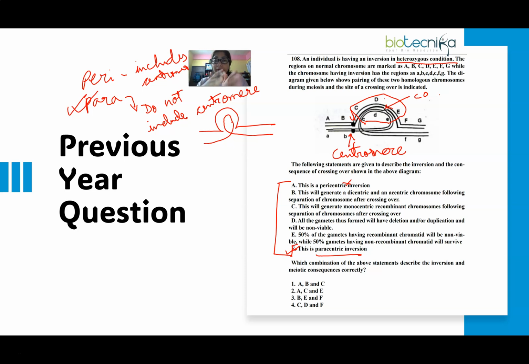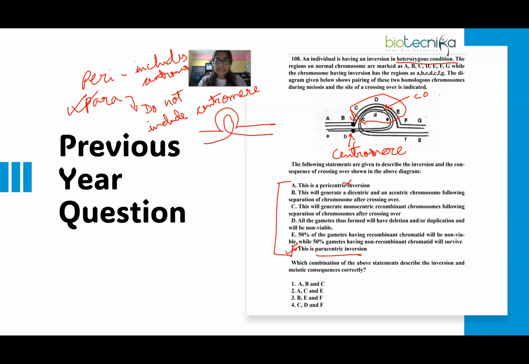As a result, there will be 4 gametes formed after meiosis. The gametes which receive the chromatids that participated in crossing over, the recombinant chromatids, will be inviable. Why? Because of deletion of some genes. And the gametes which receive the chromatids which did not participate in crossing over, because in crossing over only 2 of the chromatids in a tetrad participate and the other 2 do not, those gametes will be absolutely viable.